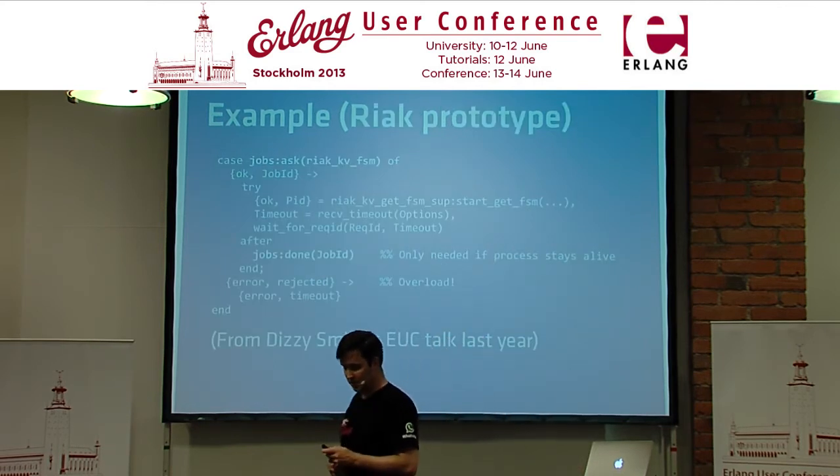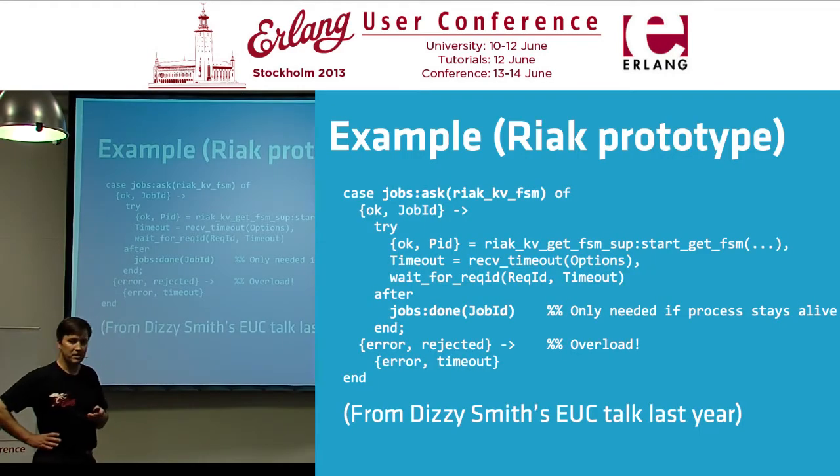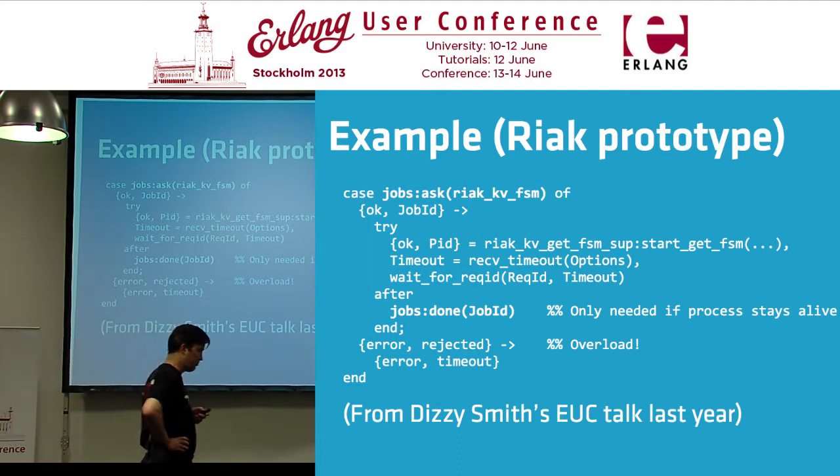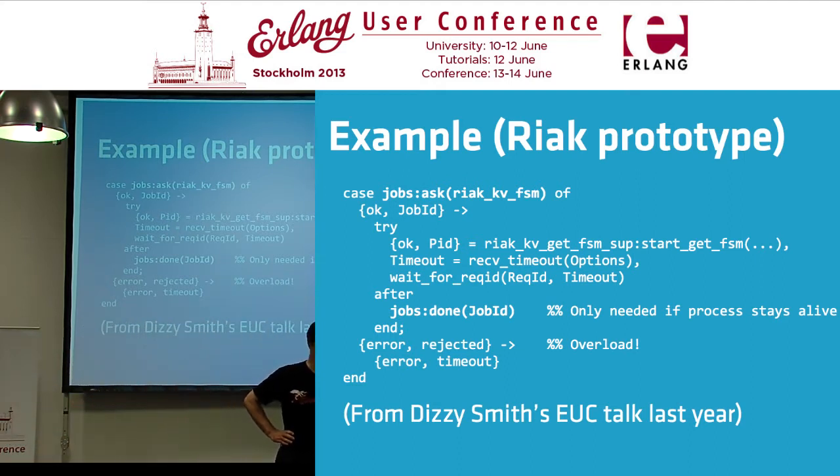Last year at EUC, Dizzy presented via video, because he couldn't actually come, a little experiment where he had integrated jobs into Riak. And then in his code, I actually copied this from his presentation. He uses the ask function, and then if he gets a go-ahead, he does Riak-y stuff, and then after that he calls done. Or if he gets an error, the work is rejected, then that's an error, obviously.